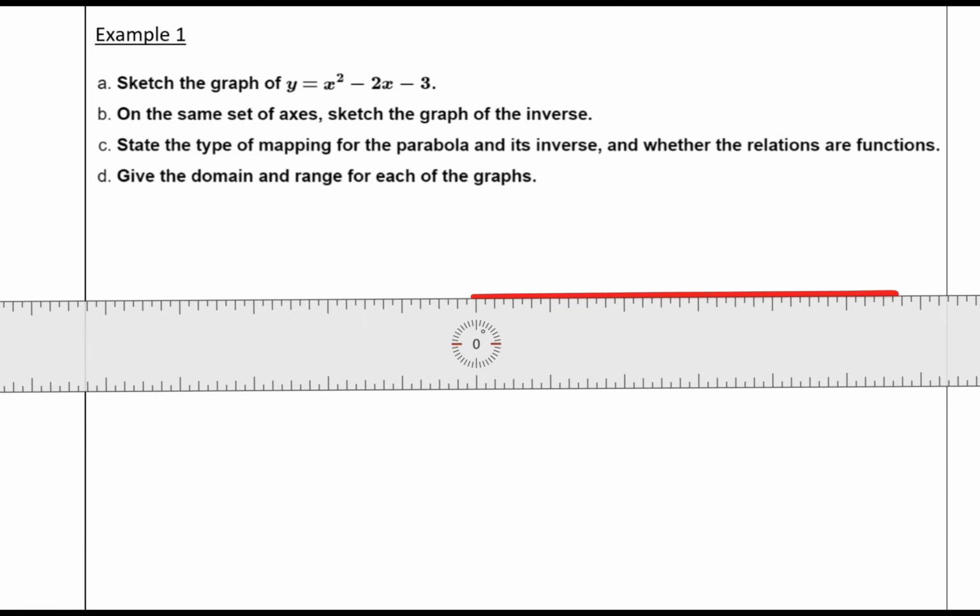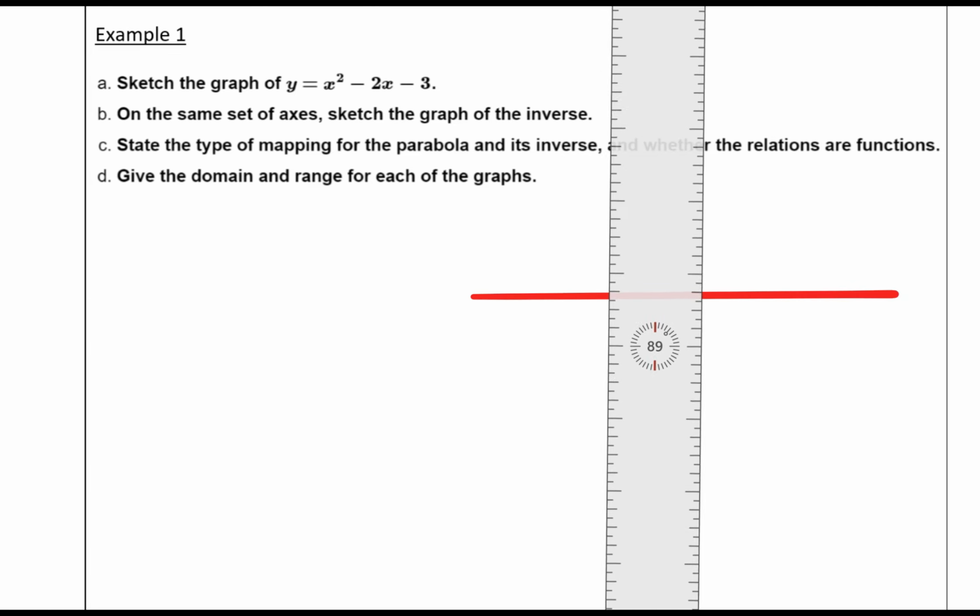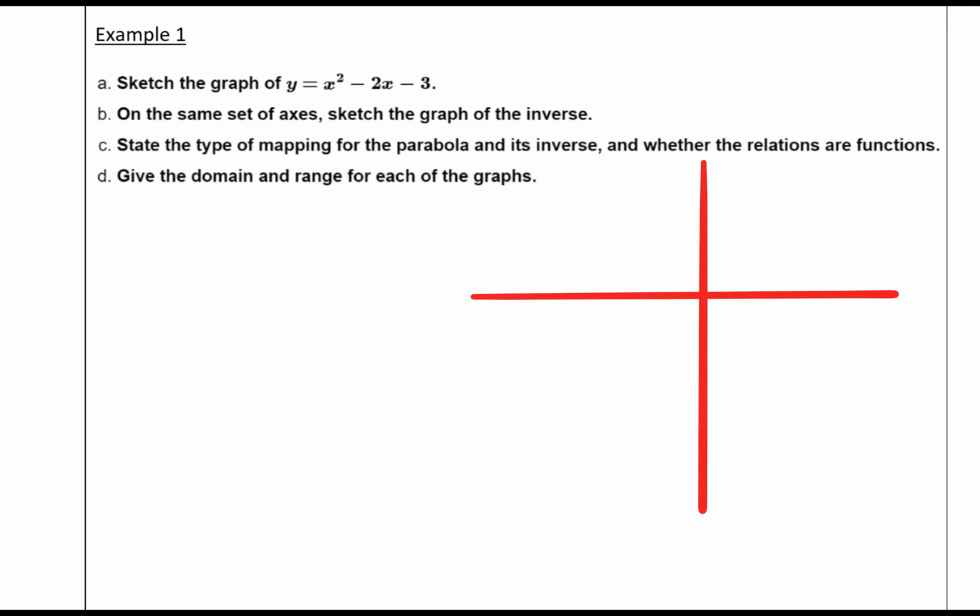We'll need an axis, so I'll quickly rule that up. There we go. And we'll need to think, what is our turning point? So the turning point will always occur, the axis of symmetry, you might have heard this, or the x component of the turning point, will always occur at negative b over 2a. So that's negative negative 2, that's going to be positive 2, over 2, which is equal to 1.